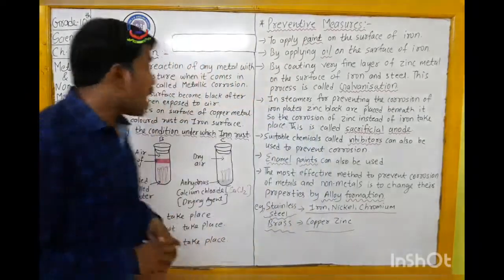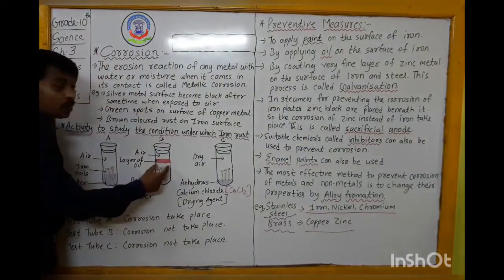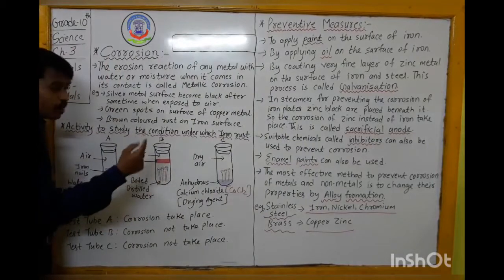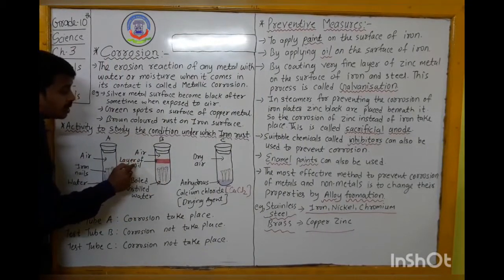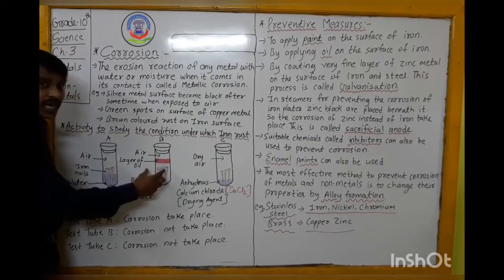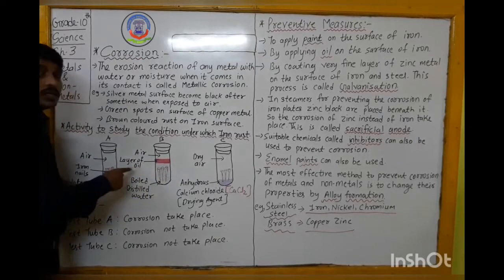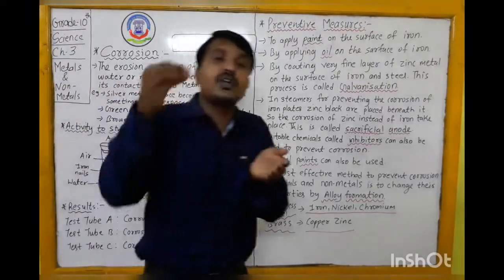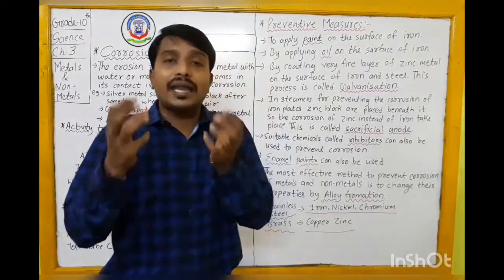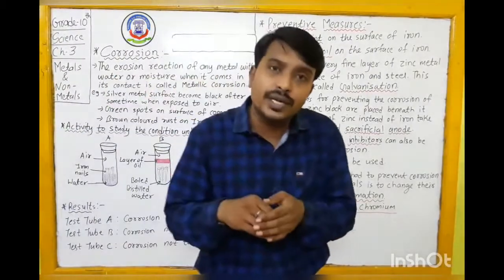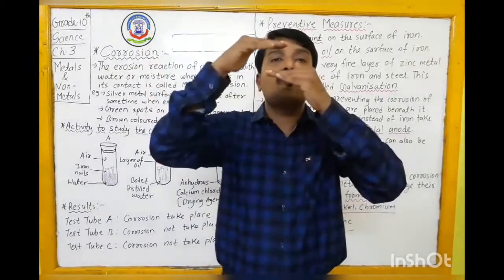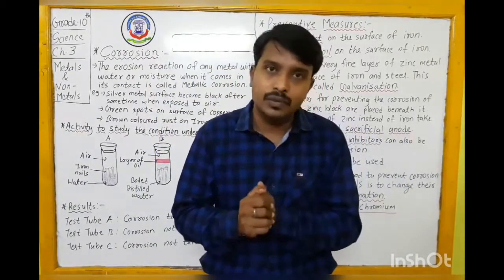Okay, then after that, above the layer of water, what do you have to add? Above the layer of water you have to add oil. That means you first add the water so that your iron nail gets completely immersed in it, then above the layer of water you add some oil.